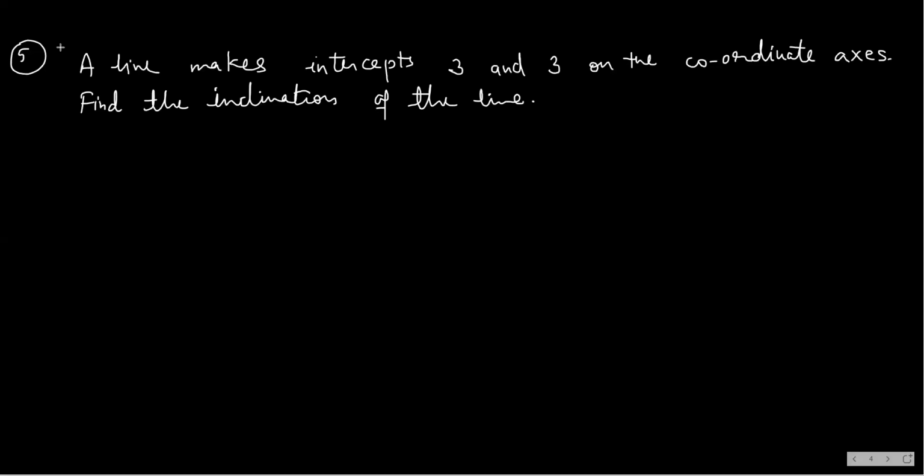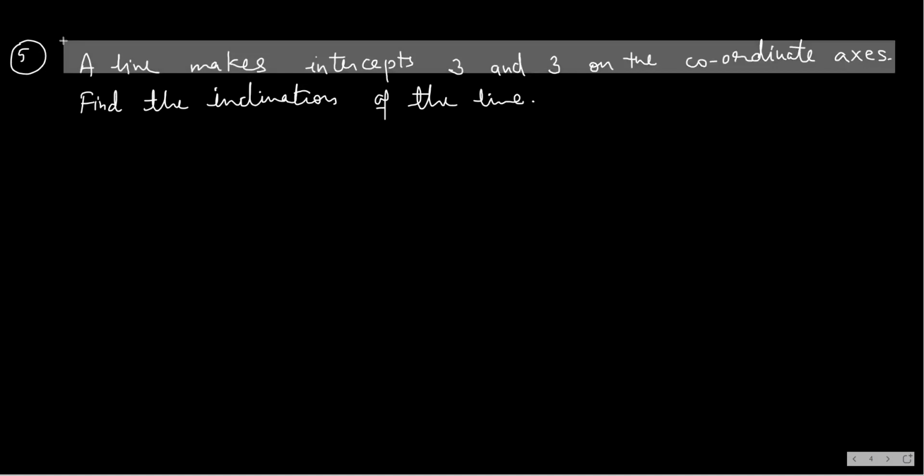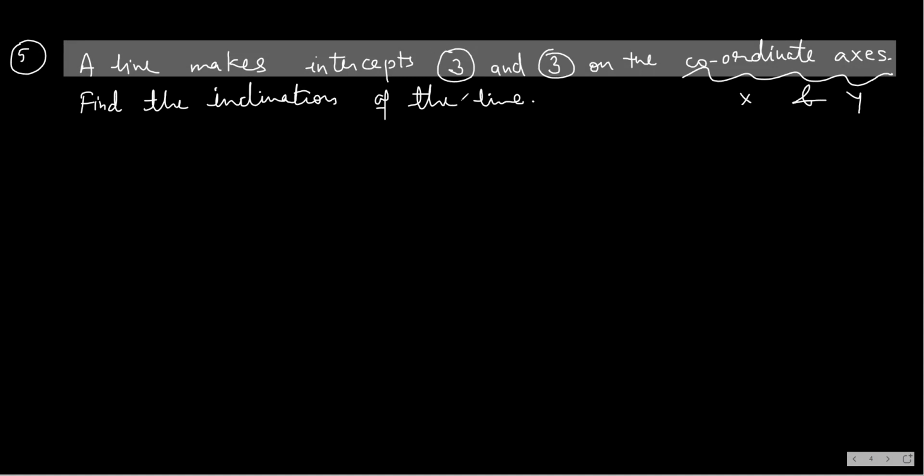So here we have a question, students. A line makes intercepts 3 and 3 on the coordinate axis. That is, the x and y intercepts both are 3. When they say coordinate axis, first we take x and then y. So the first is the x-intercept and the second is the y-intercept. Both are 3. They want you to get the inclination of the line.